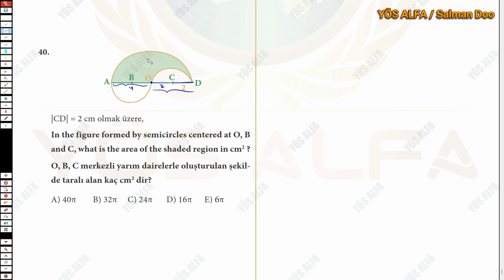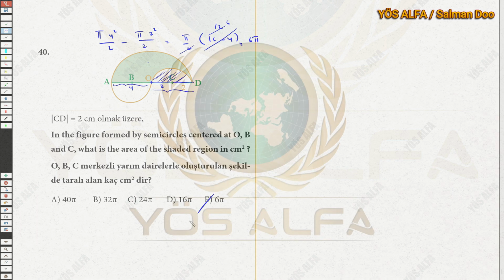And to find the shaded region, we need to subtract this region from the semicircle with diameter AD. So let's find the whole semicircle with diameter AD. So it is pi radius square over 2 minus, we need to subtract this region. This region is pi radius, which is 2, r squared divided by 2, since this is also a semicircle. So let's factor out pi over 2. We have 16 minus 4, which is 12. So we have 6 pi as the result. So the answer is E.